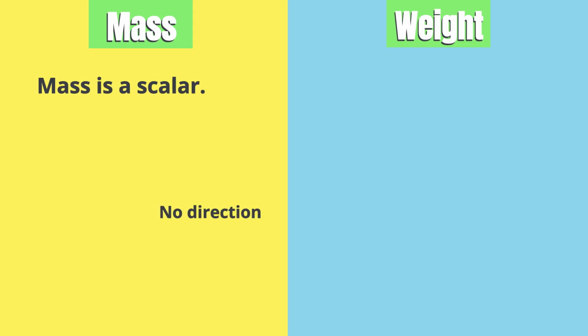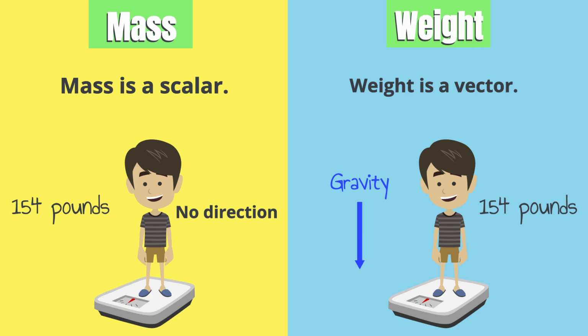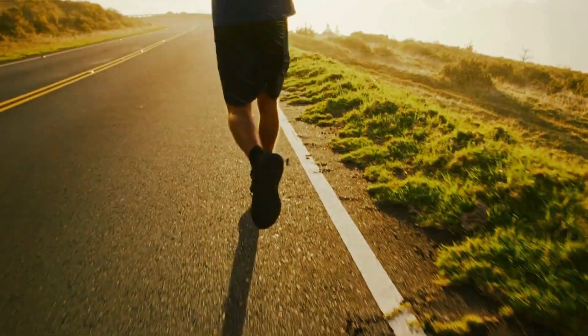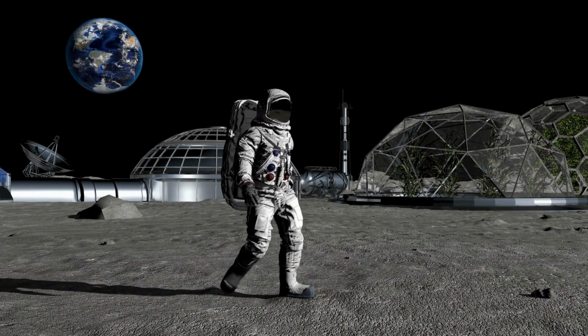Vector trick: mass versus weight. Mass is a scalar. It tells you how much stuff there is, like, I weigh 154 pounds. But weight? That's a vector because gravity gives it a direction, downward toward Earth. Your mass stays the same everywhere, but your weight changes depending on gravity's pull, like on the moon.